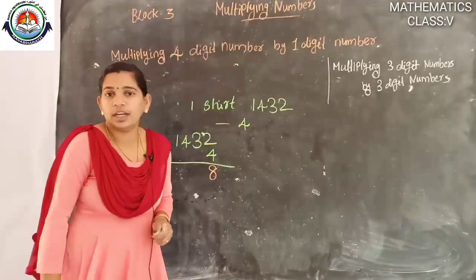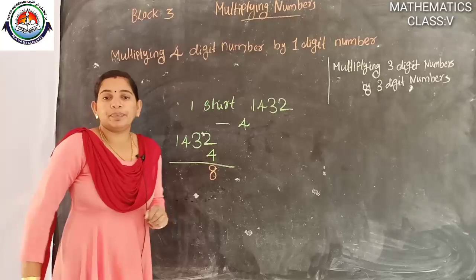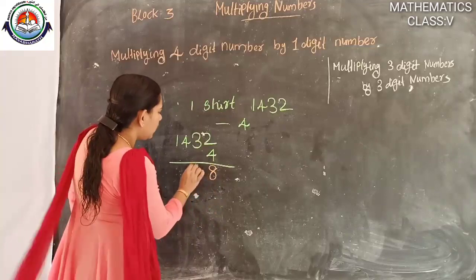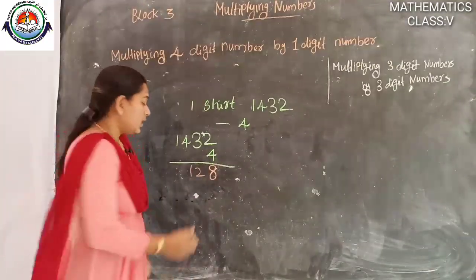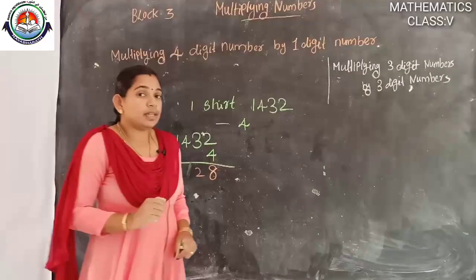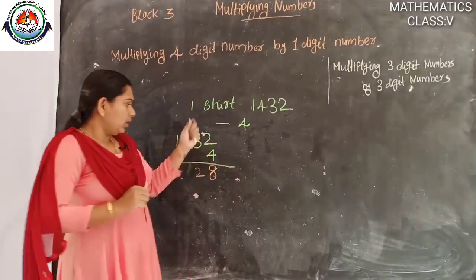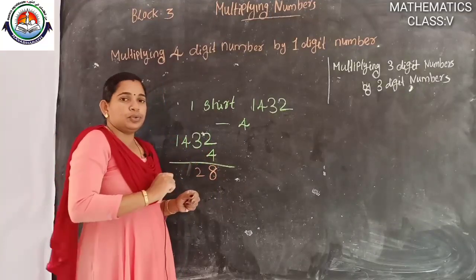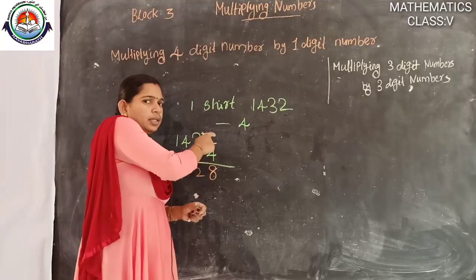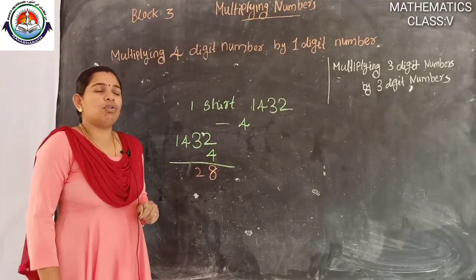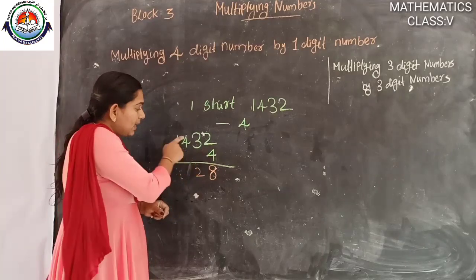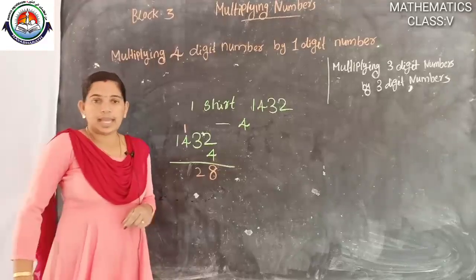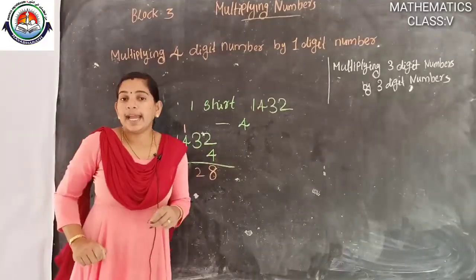Any carry? No. Then 4 into 3. What is the value of 4 into 3? 12. So we write 12 here. It's wrong. What do we write here? 2 only. Then where do we write 1? Here. Okay, 1 is a carry. We don't write this carry on top of 2, because we want to multiply this number next. So we write the carry here. 1. Okay. 2 into 4, 8.